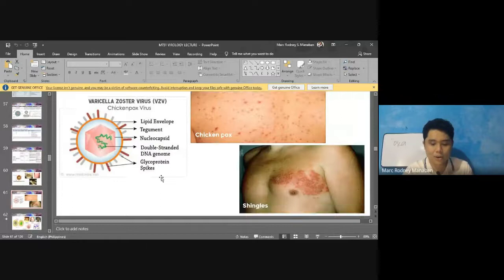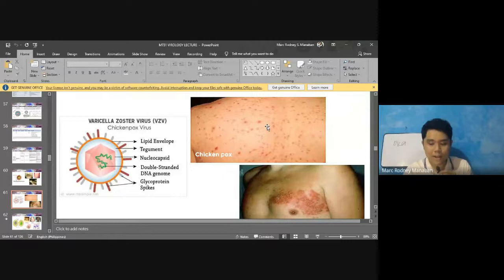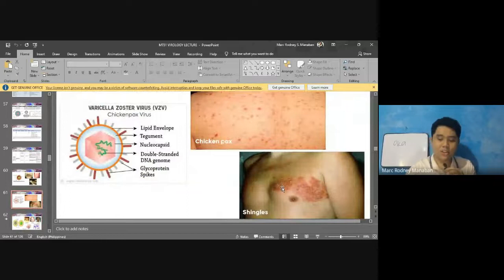Next, this is for your varicella zoster. So this is the virus, and this is, of course, the chicken pox, alright? It can present as fluid-filled lesions, alright? So it's the bulutong. No? And yeah, that's contagious. And this is your shingles. As you can see, shingles is focused in only one area, as mentioned.